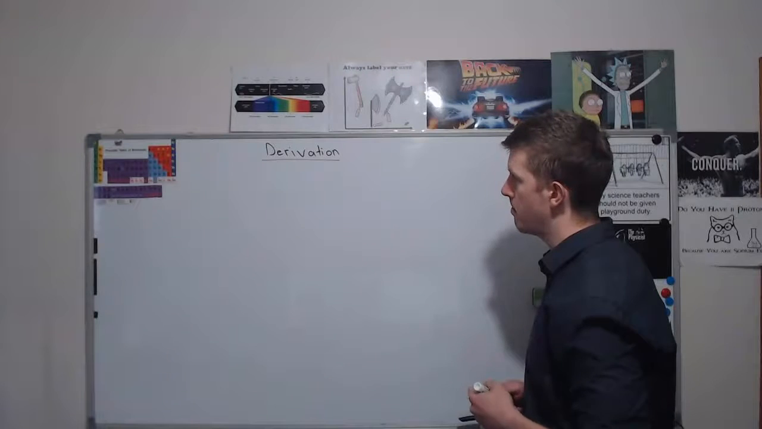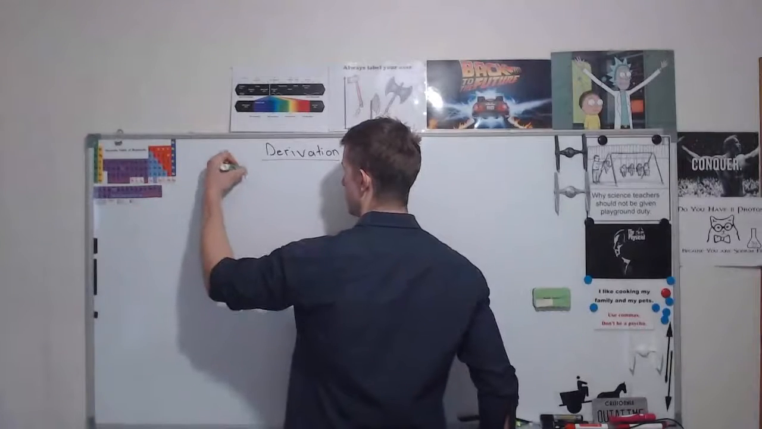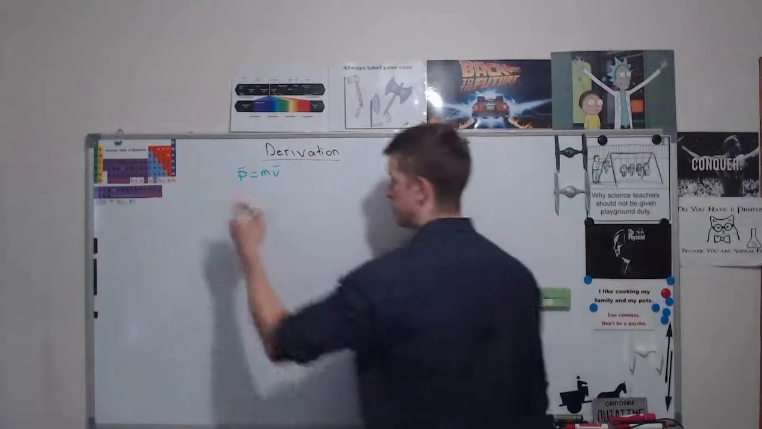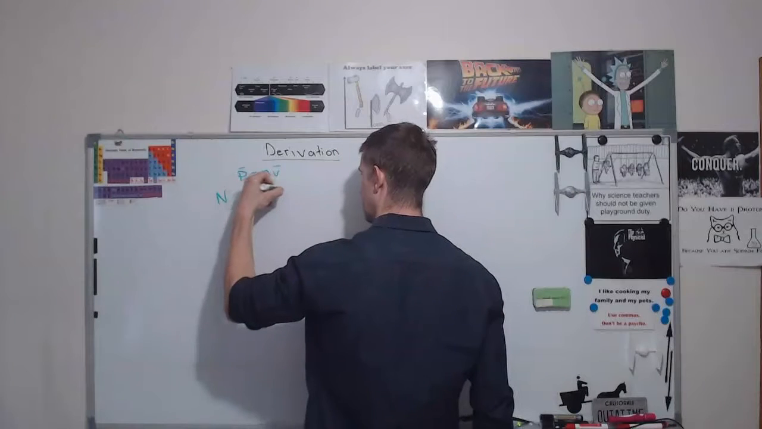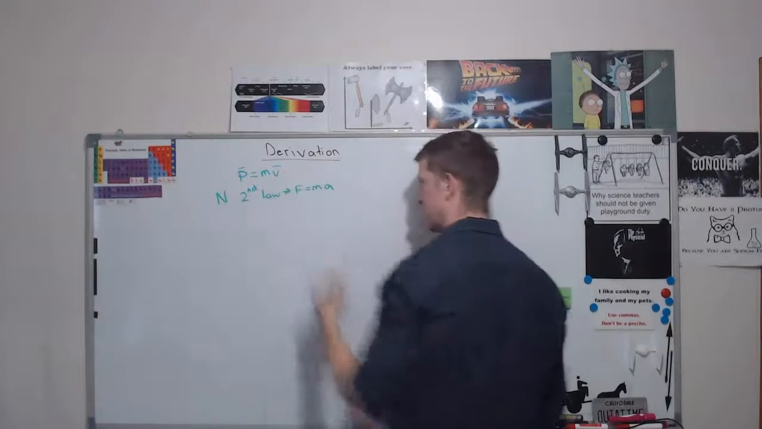To prove the equation for momentum, we first need to consider the two things that we know. We know that momentum is equal to the mass times the velocity, and we also know Newton's second law, which tells us that force equals mass times acceleration.